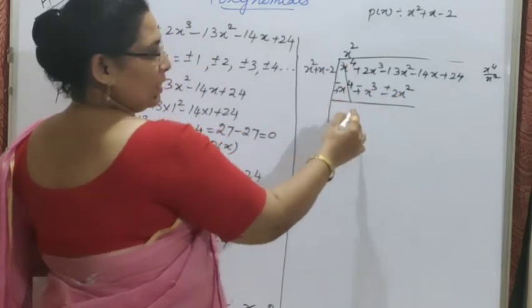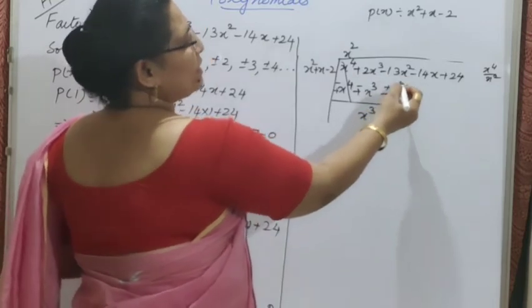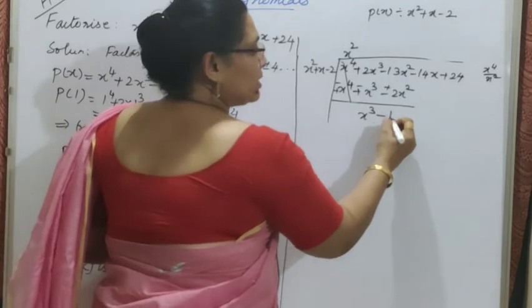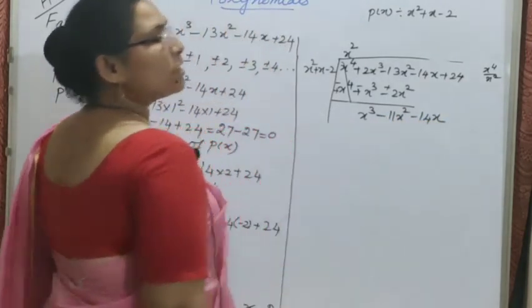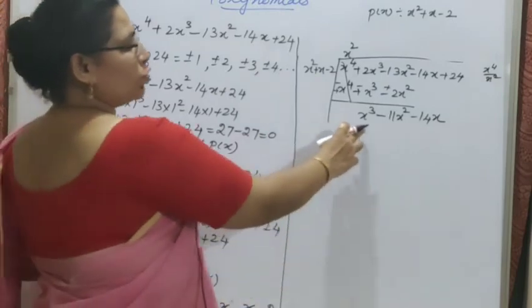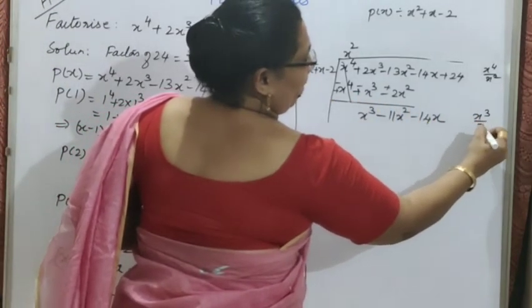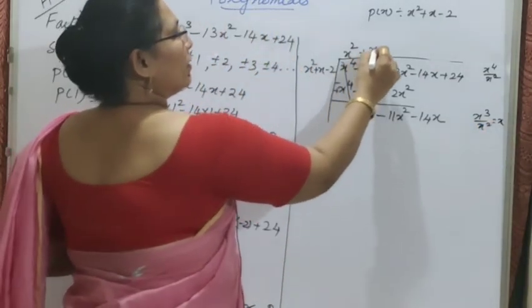This will get cancelled. 2x cube minus x cube is x cube, minus 13x square plus 2x square. What is the answer? Minus 11x square. Next term to be taken down, minus 14x. Now x cube is to be divided by x square, so it is equal to x only. So we are writing x here, right?